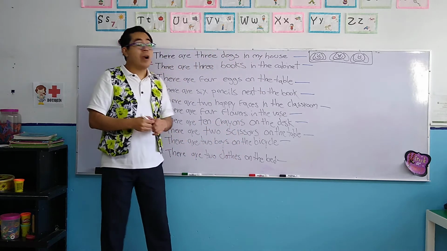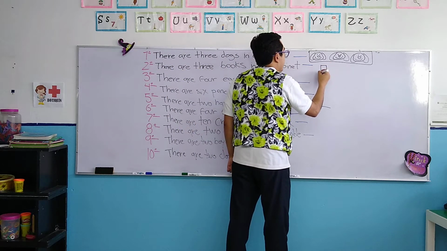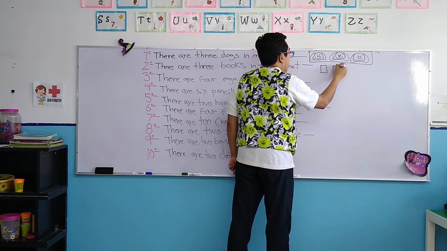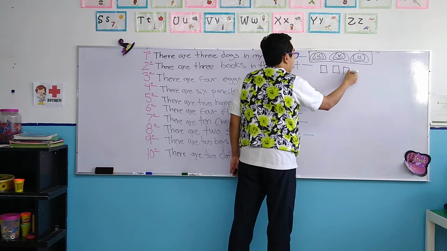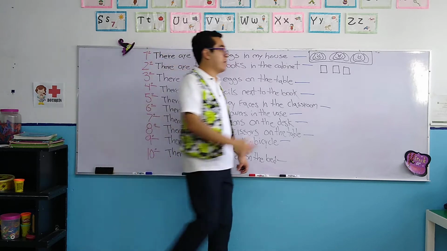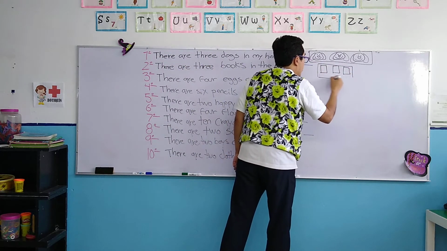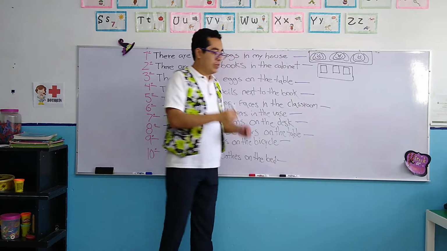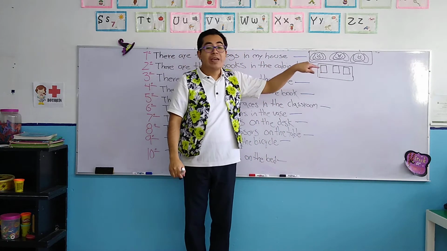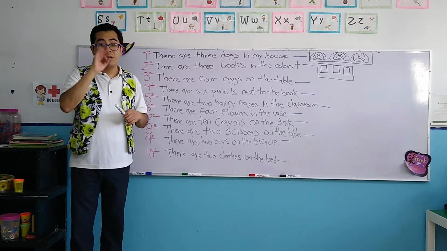Now, there are 3 books. We can make rectangles to simulate the books. There are 3 books in the cabinet, and we can make again a rectangle that looks like a cabinet. So there are 3 books in the cabinet, okay? Let's continue with the third sentence.